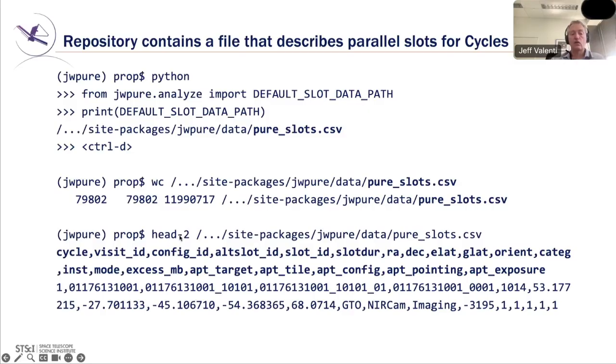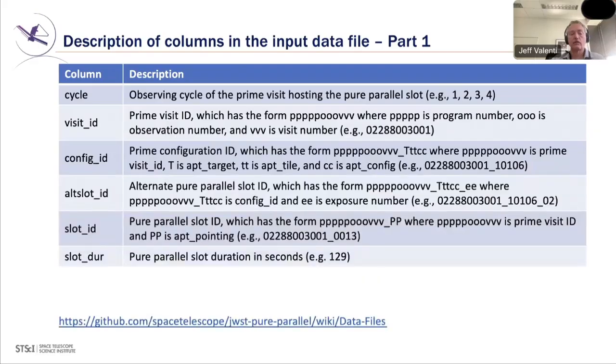And you can look at this CSV file here. I'm just printing to the terminal the first 2 rows. There's these CSV column headers, and then data for the first slot in the file. And we're going to go through what all of these are in a moment. But this is the raw data that we're going to use from previous cycles to assess what's possible and not, what's likely to be possible or not in cycle 5. So we're going to run through these columns that are in there.